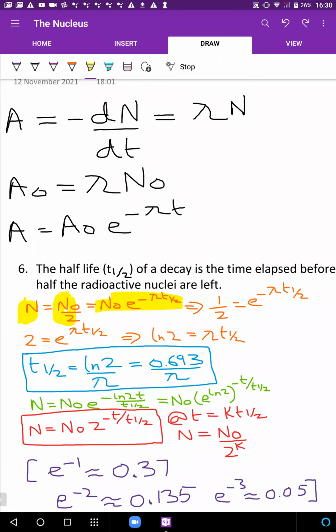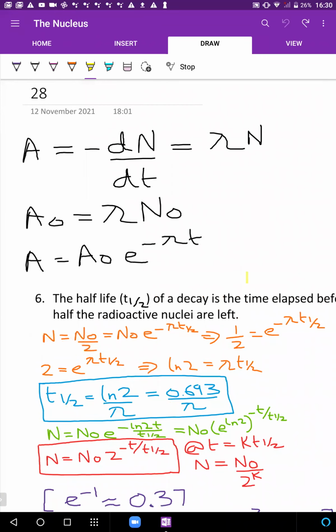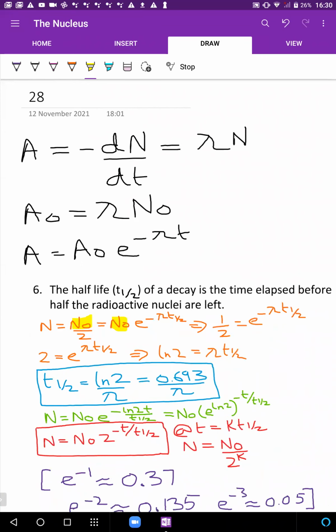अब ये equation से दोनों जगह n naught cancel कर लो, so we get half is e raised to minus lambda t half. Okay. Now इसका reciprocal ले लो, तो इसका reciprocal हो जाएगा 2 is e raised to lambda t half. फिर दोनों तरफ ln ले लो, तो ln2 is lambda t half, making your half life ln2 by lambda या 0.693 by lambda.